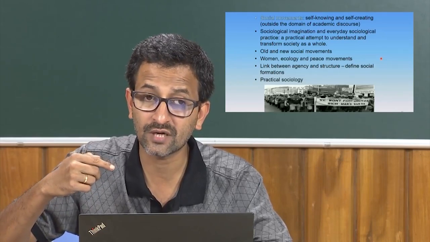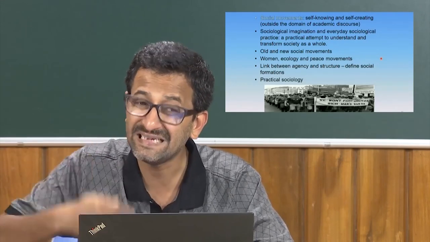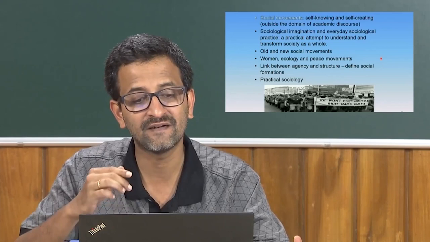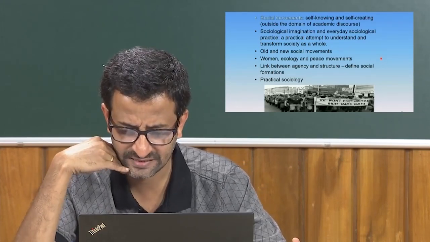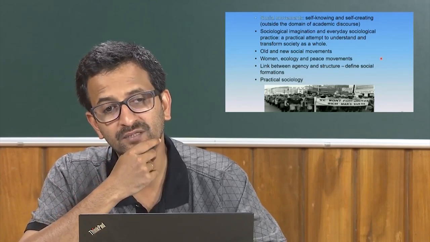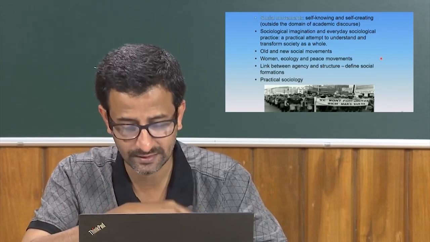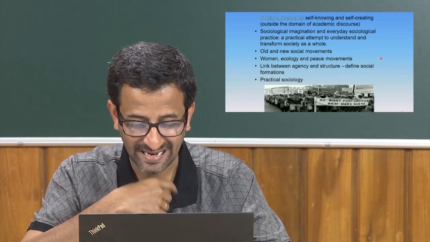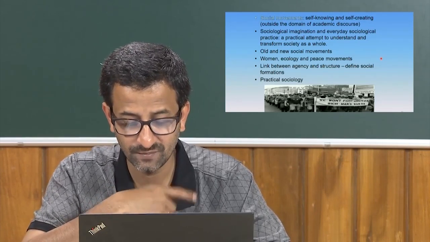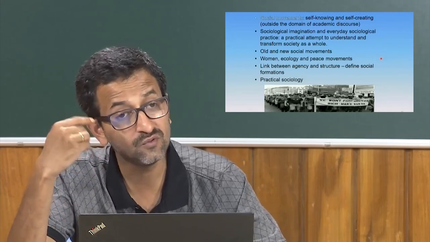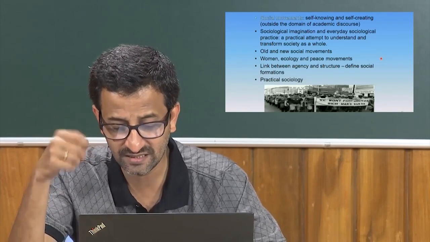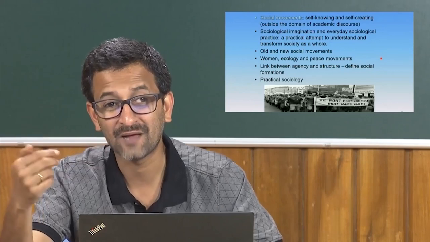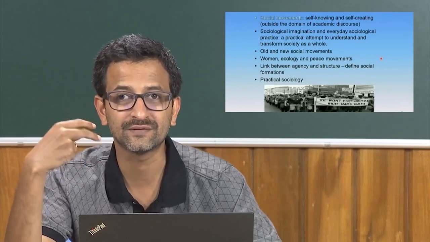When I say that we must try to define social formations by linking agency with structure, these movements, as practical sociology, have a key interaction with academic sociology. And I have already argued that many, not most, of the classic social theorists have been practically or intellectually engaged with the social movements of that day. In other words, social movements, like society itself or any individual social actor, are both the objects of knowledge as well as creators of knowledge. I mean self-knowing as well as self-creating.